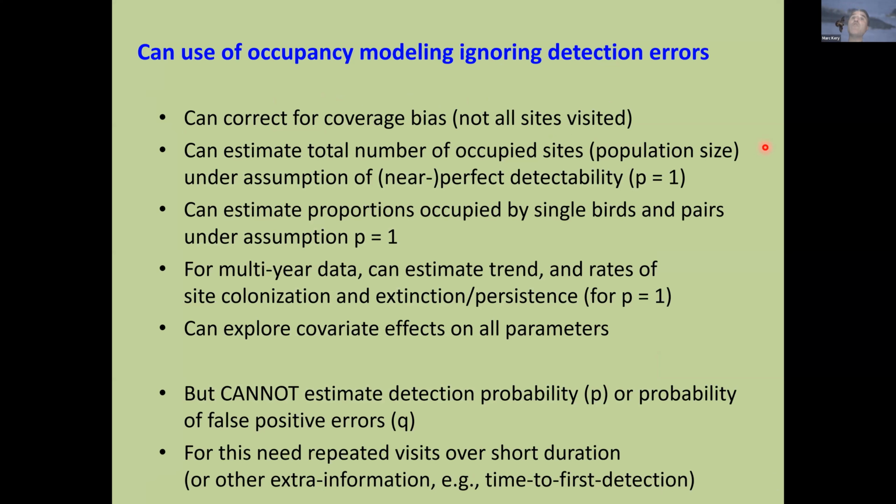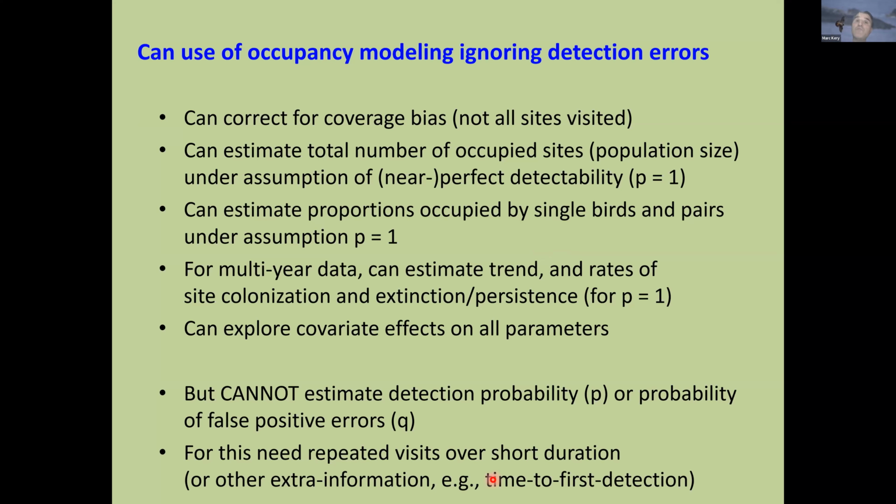Therefore, we can use occupancy modeling, even ignoring detection errors. We can correct for coverage bias, since not all sites are visited. We can estimate the total number of occupied sites under the assumption that detection probability is close to 1. We can also estimate proportions of occupied sites. And importantly, for multi-year data, which is probably the rule in raptor population studies, we can estimate trends, rates of site colonization and extinction, and we can explore covariate effects in all of this.